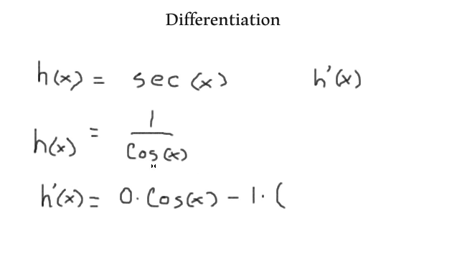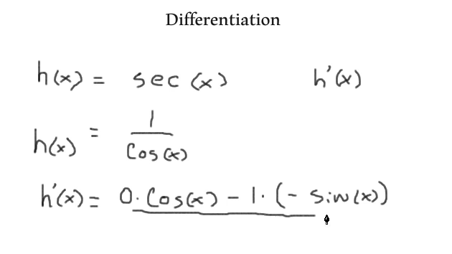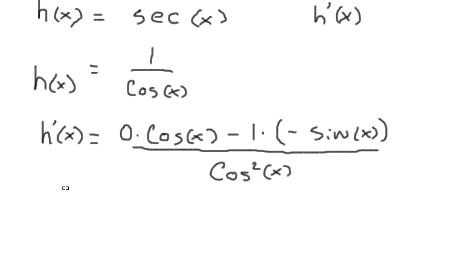And remember, this is one you got to memorize. The derivative of cosine x is negative sine x. Alright, and that's all over the denominator squared. So cosine squared x. Now let's clean this up. So we have h prime of x is equal to, so 0 times cosine x is 0, and we have a minus and a negative. That's going to become a positive.